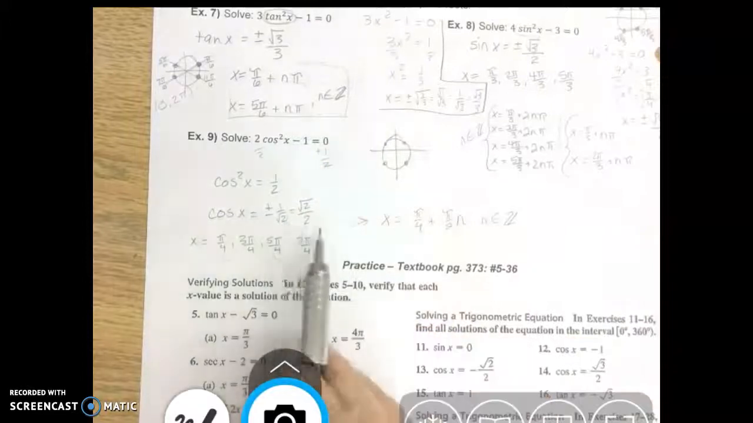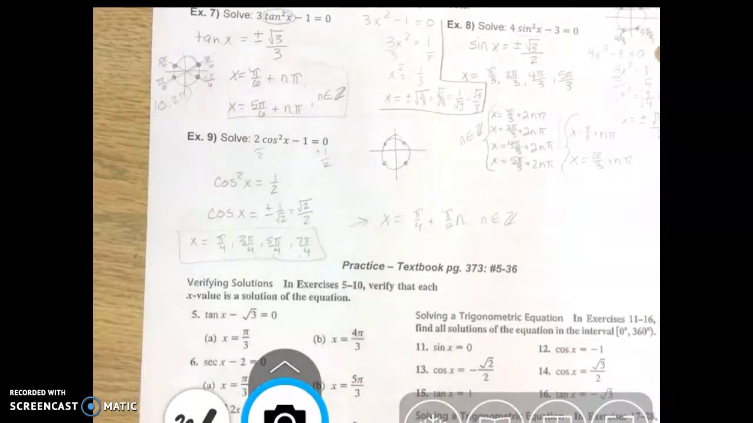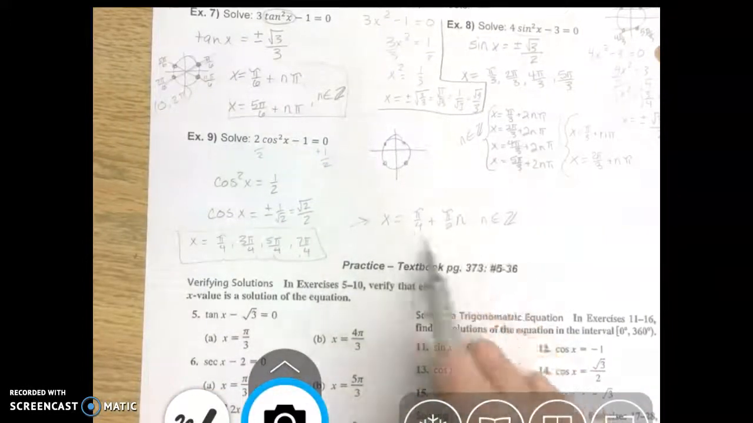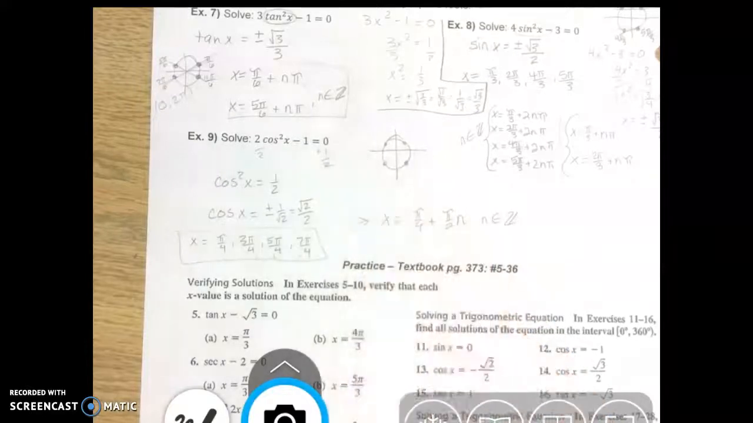So again, these are just the solutions from 0 to 2 pi, and this would represent every single one of those places right there. Okay? All right.